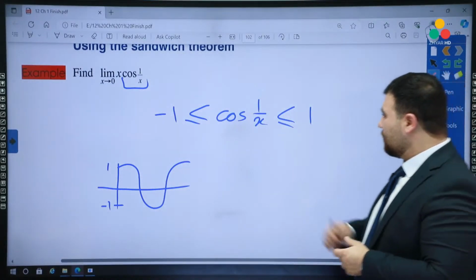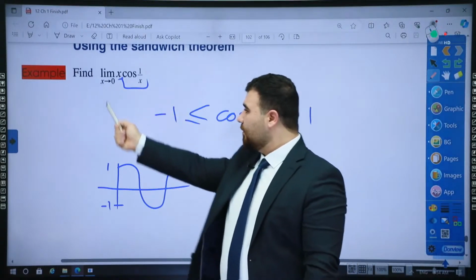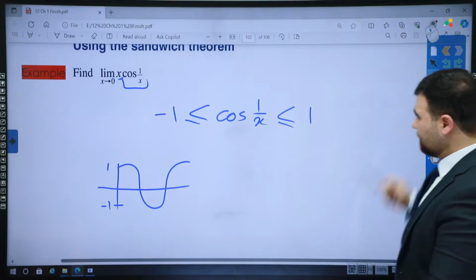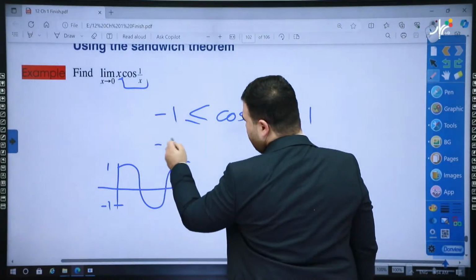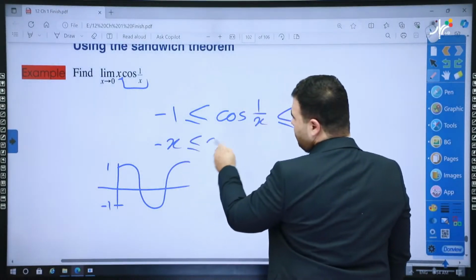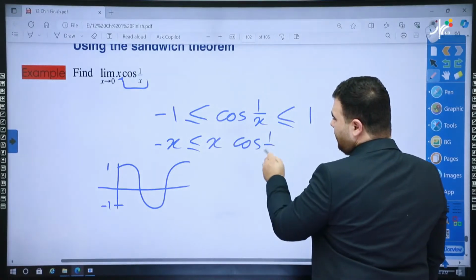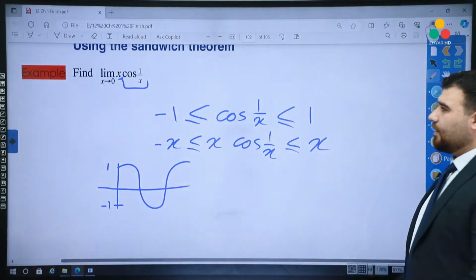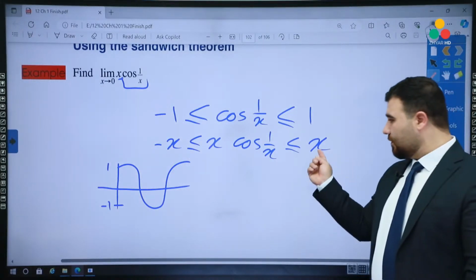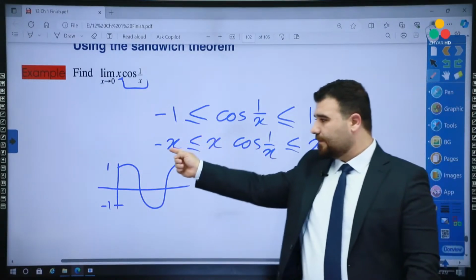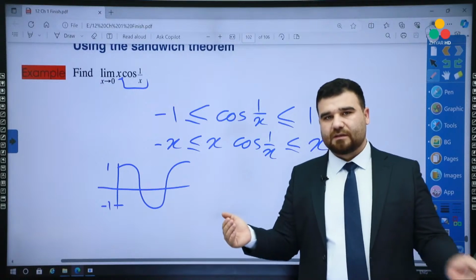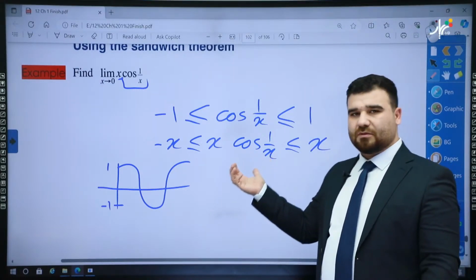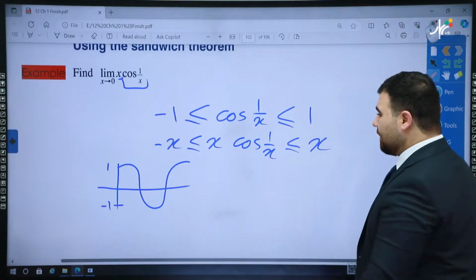Then this is it. To make this look like this one, we multiply all the 3 terms by x. If we do this, x times -1 is -x, less than or equal to x cosine 1 over x, less than or equal to x. Now, I do limit x tends to 0 for this function and this function. If the two results of left and right are equal, then we say this limit exists and it's equal to the same result.